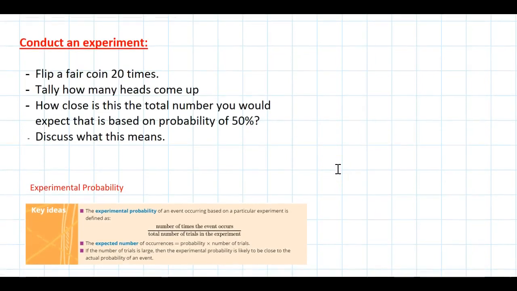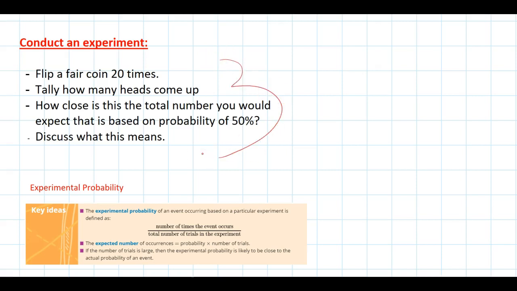Right, in this video we're going to be looking at experimental probability. Last lesson we looked at theoretical probability, so the chance of something happening. Now we're going to look at when we conduct experiments, the actual results, and that's what we call experimental probability. First, I want you to conduct a little experiment yourself.